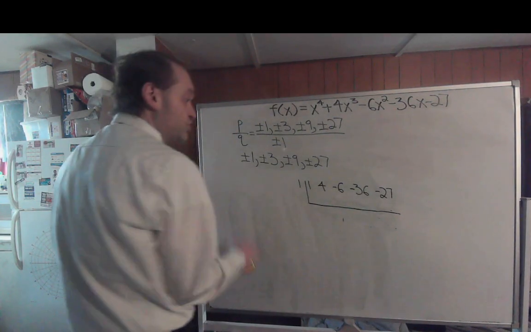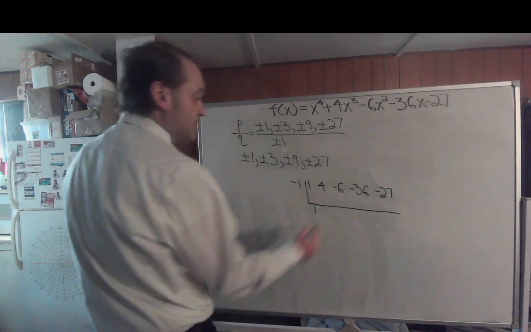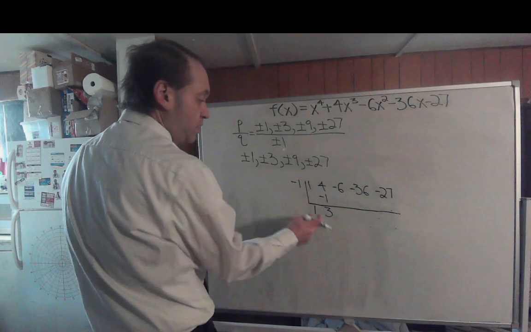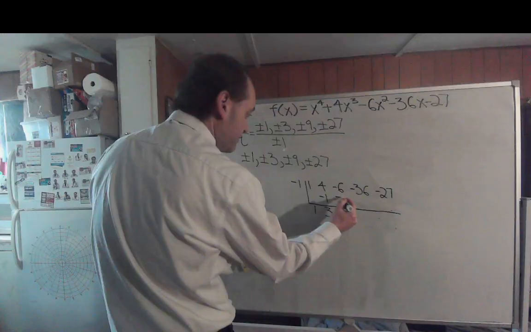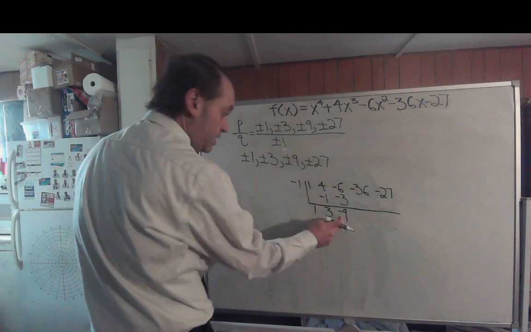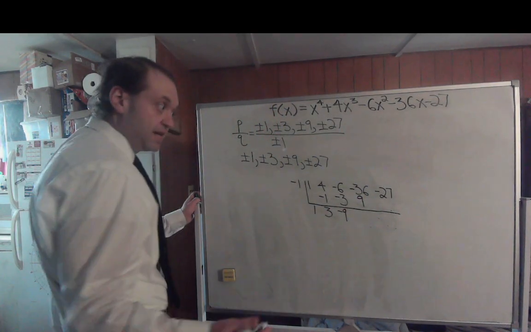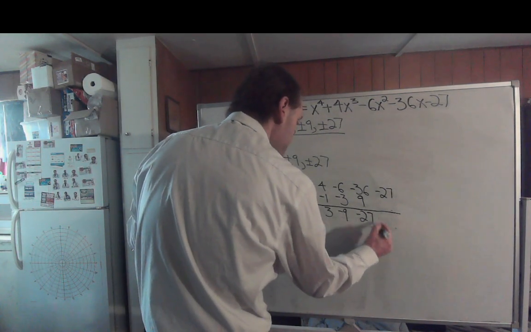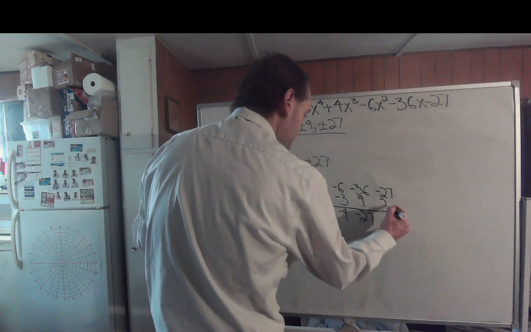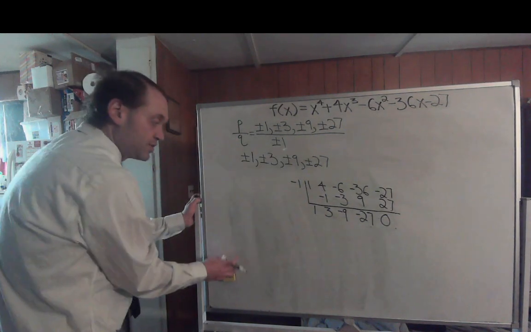All right, let's try negative 1. So again, bring down your 1. Negative 1 times 1 is negative 1. 4 minus 1 is 3. Negative 1 times 3 is negative 3. Negative 6 minus 3 is negative 9. Negative 1 times negative 9 is positive 9. So negative 36 plus 9 is negative 27. Negative 1 times negative 27 is positive 27. Negative 27 plus 27 is 0. So that negative 1 is the rational zero that works.